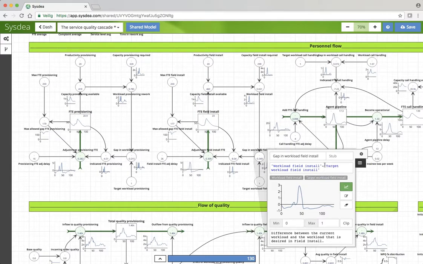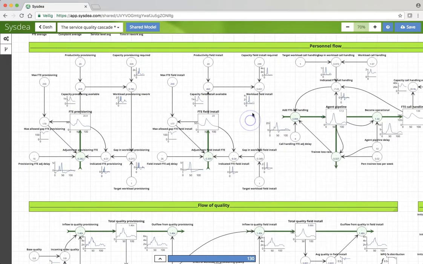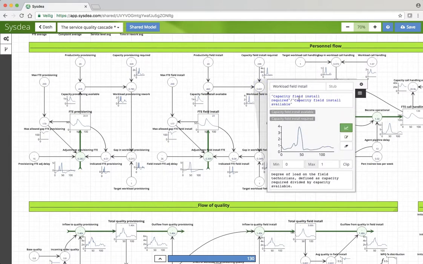So in this model the target workload is usually 1, and that means that we would like to have everybody working there all the time. We can have, and we will play with it, a lower workload so that there is some spare time and also some spare capacity. But nevertheless, that's the workload that we aim for. And the workload in field install comes from the capacity field install required divided by field install available.